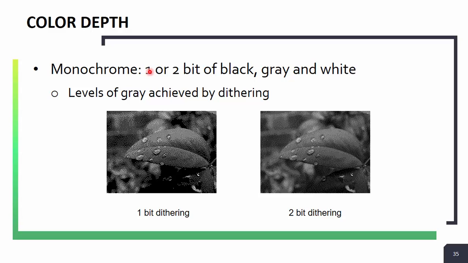1-bit monochrome is actually pure white and pure black arranged in such a way that even though it is pure white or pure black, we can still produce colors in between, the gray in between, by putting more white in the light area. In the dark area, we put less white or more black. This is what we call dithering. 2-bit dithering will make the grayscale smoother.